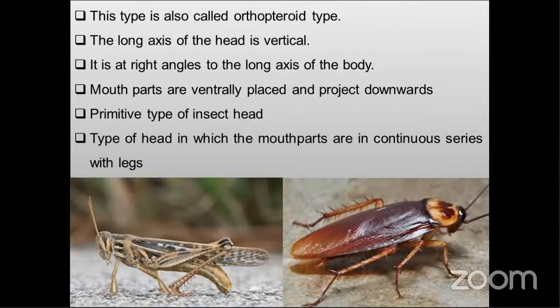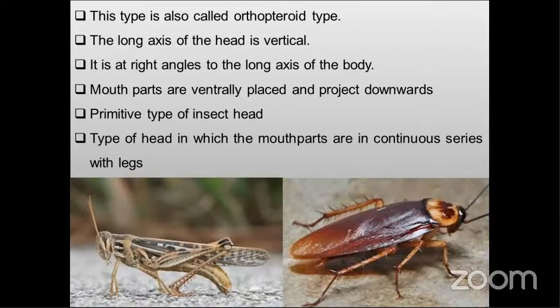It is also the primitive type of insect head. Sometimes they will ask like this: which insect head is a primitive type? Only hypognathous. Hypognathous type of insect head is the primitive type. This is the type of head in which mouth parts are in continuous series with the legs. Sometimes they will ask this point also.